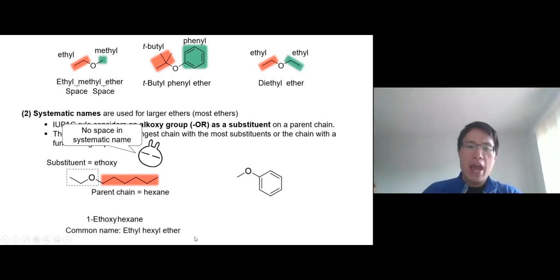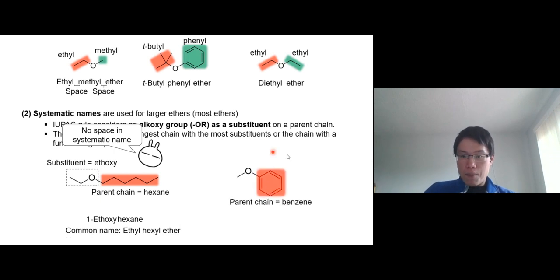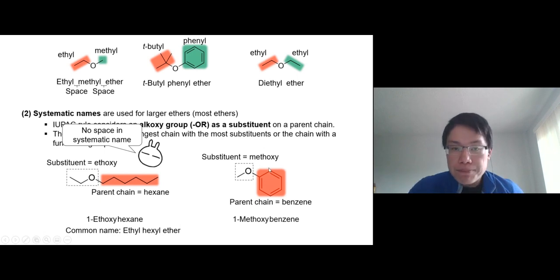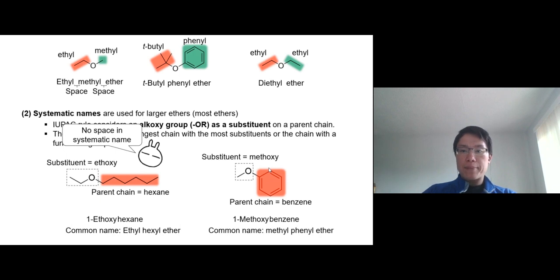For small ethers you can, but for larger ethers you cannot use a common name. You will see why. For this one, we've got phenyl, the benzene ring, that's your parent chain. And we've got a methoxy group, that's a substituent. So how do we call it? We go 1-methoxybenzene. That's it. Super simple. The common name is going to be methyl, M before P, so methyl phenyl ether.